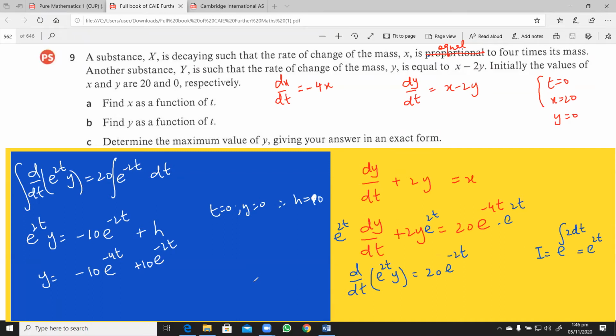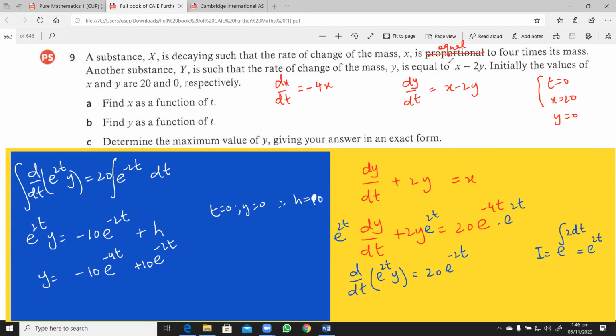Is this the correct answer? Yes, sir. Now this confirms this. The B part's answer confirms that this was actually equal over here. Hannah, what do you think?